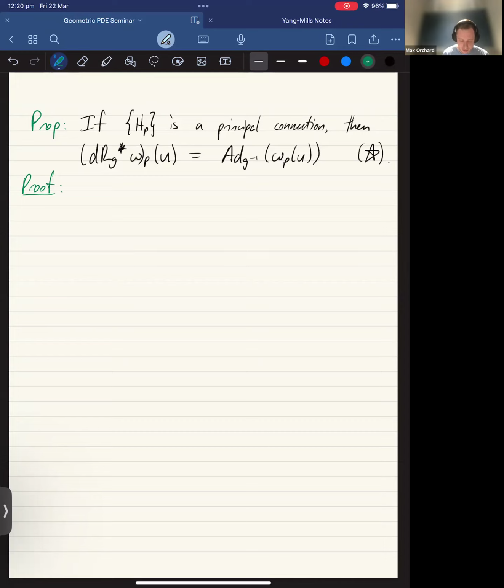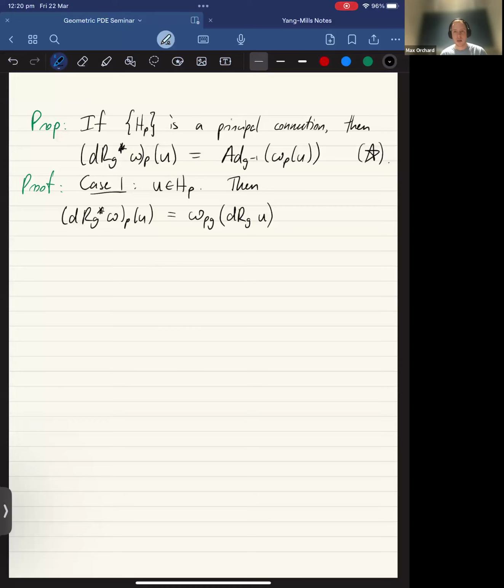So I'm going to split this proof up into two cases. The first case I'm going to consider is when U itself is a horizontal vector. Now, if U itself is a horizontal vector, then we can write the left-hand side of this guy here as this here.